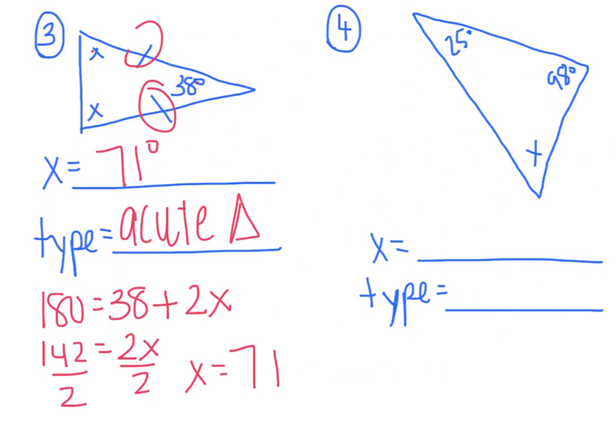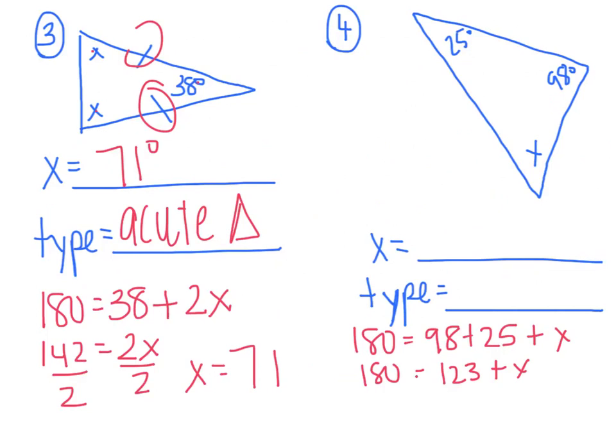So let's work on our last one. We have 180 equals 98 plus 25 plus x. 98 plus 25 is 123. 180 minus 123 is x equals 57. So we have 57 and 25, which are less than 90, but 98 is greater than 90, so it's obtuse, which means this is an obtuse triangle.